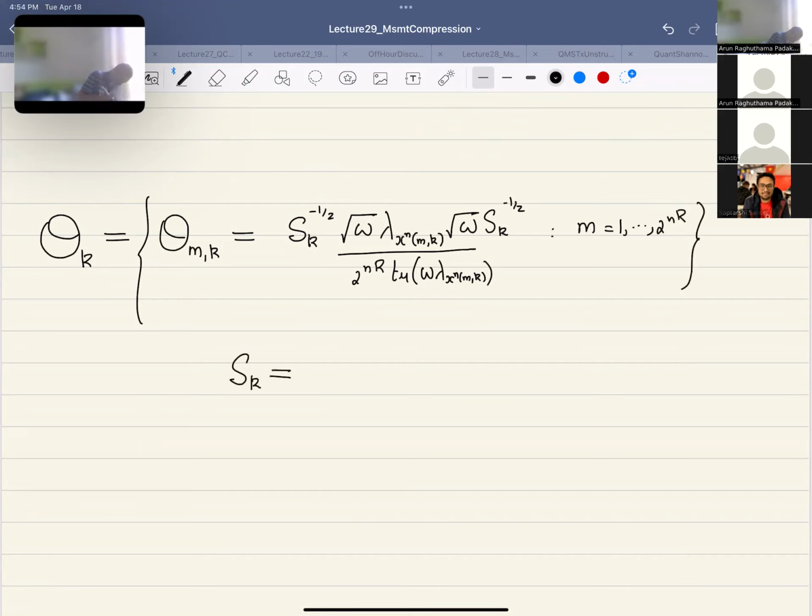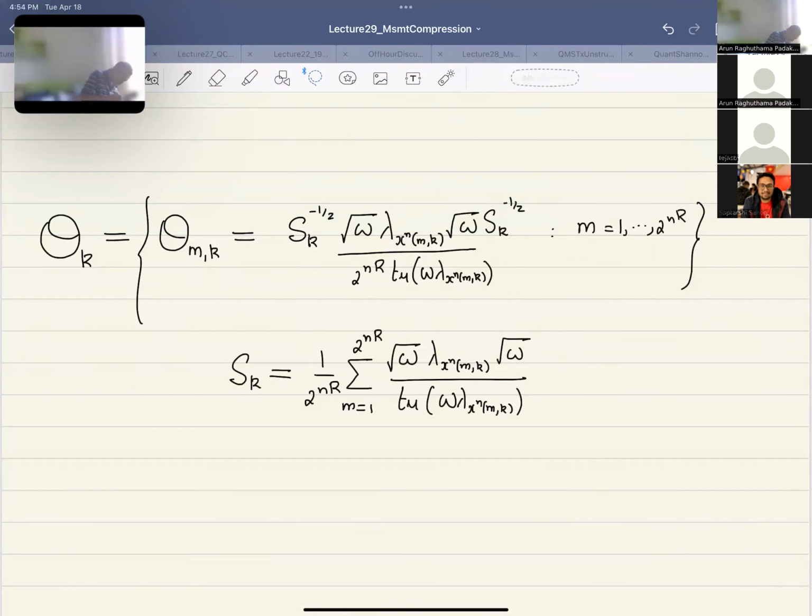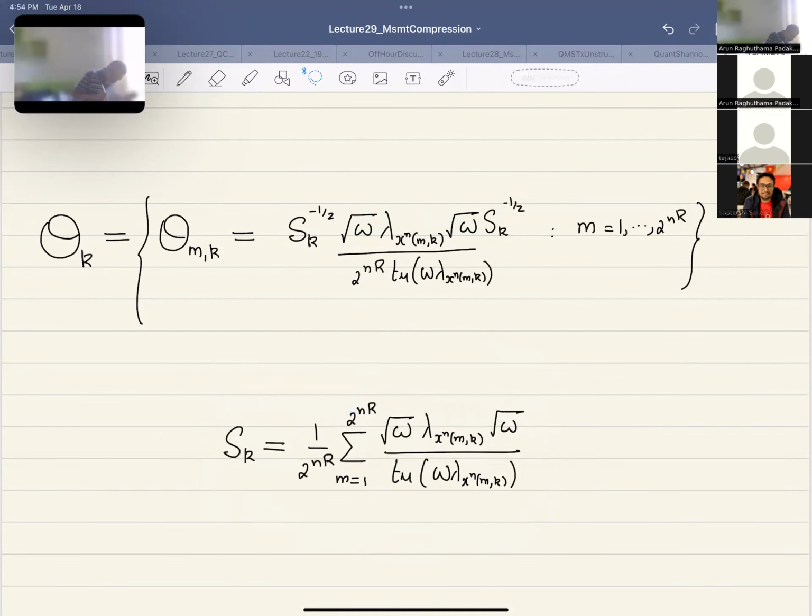sk is 1 by 2 power nr, summation m equal to 1 through capital M, 1 through 2 power nr, root omega lambda xn of m comma k root omega divided by trace omega lambda xn of m comma k. Okay, so this is what it is. There's only one thing. So if you add theta mk's, what do you get?